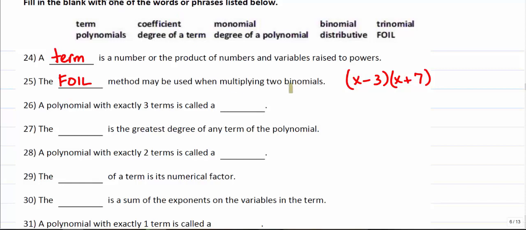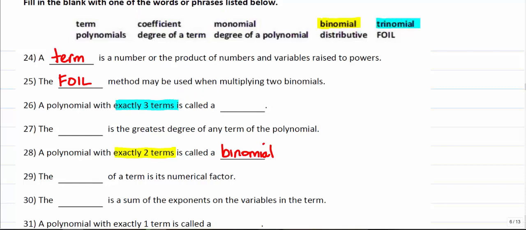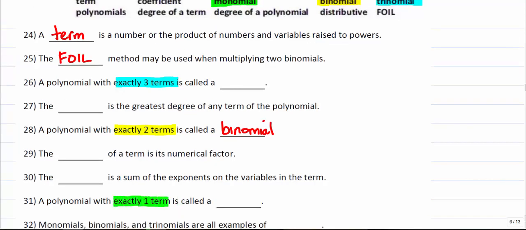Also, notice here it has the word binomials. Well, that's exactly two terms, right? So binomial is exactly two terms. Three terms, I think that's maybe obvious, right? Exactly 3, that would be trinomial. And then also we have mono, like monopoly means one person owns everything. So exactly 1 would be a monomial, and exactly 3 would be a trinomial.